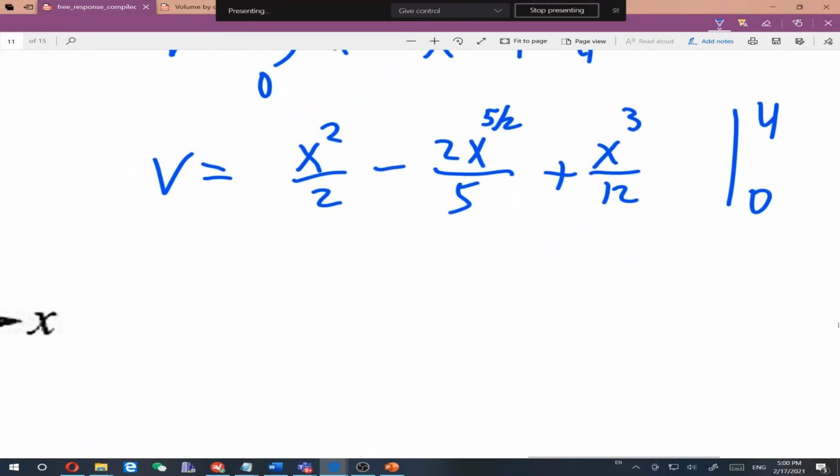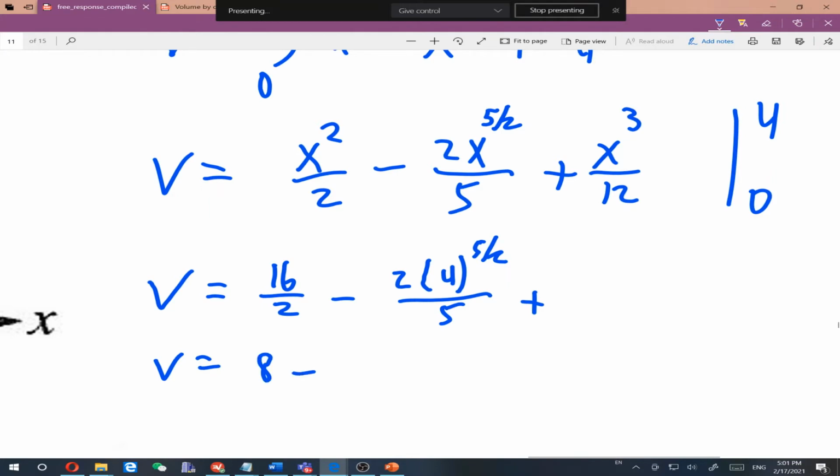Last step. 4 squared is 16 over 2, which is 8. Minus 2x, 4 to the power of 5 over 2. Without a calculator, do the bottom part first. We take the square root of 4 first. What's the square root of 4? Oh, square root of 4, not 4 squared. 2. Then raise that to the 5th power: 2 times 2 times 2 times 2 times 2 is 32.